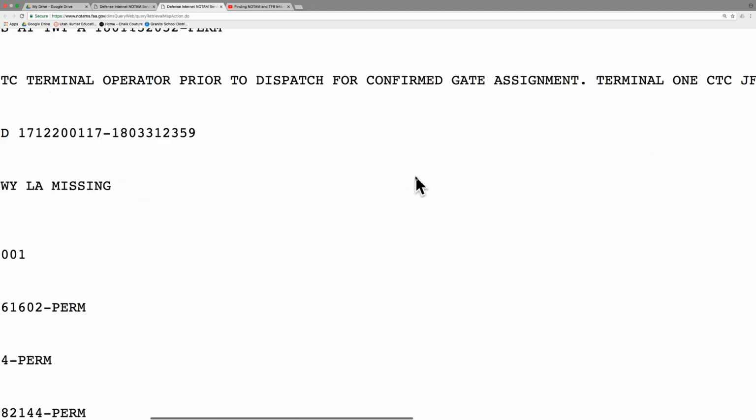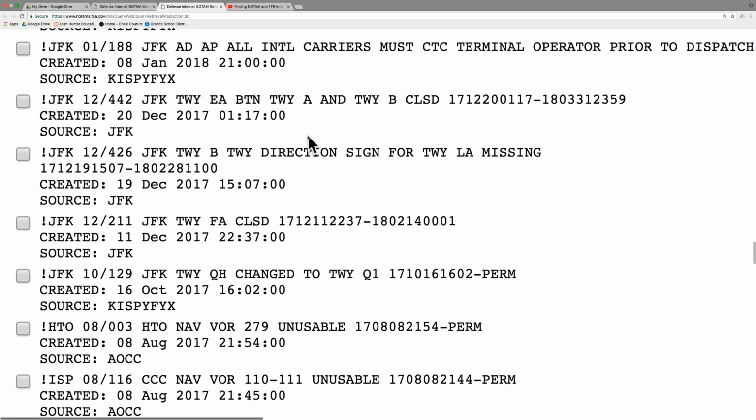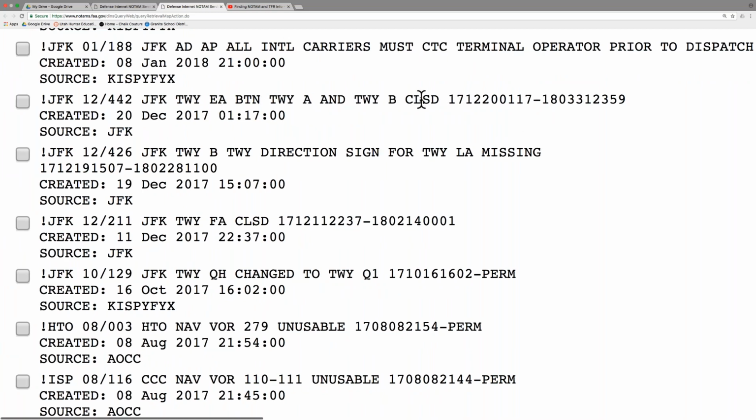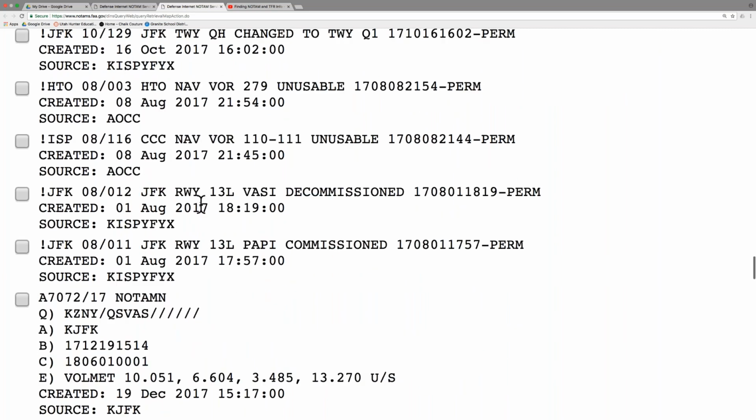So it applies to us, right? So aerodrome. So if you're dispatching an international carrier, it's just telling us that you got to get your gate assignment from the center before you dispatch the release, or dispatch the flight.